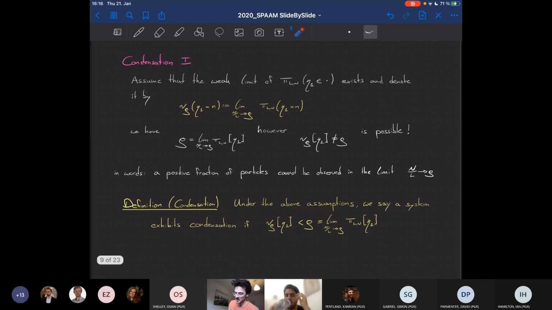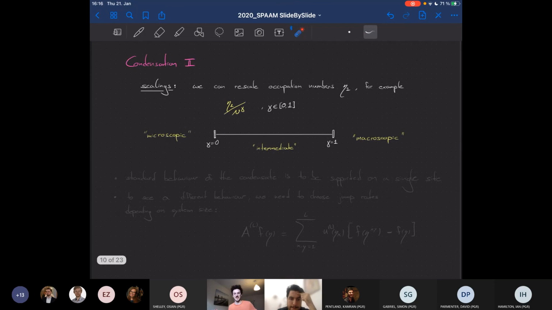So now the question is, we have different kinds of infinities, obviously. With what rate do we diverge to infinity? We could diverge in terms of the system size, maybe the square root of the system size. So I think it's very important to talk about scalings. So let's again look at the occupation number of the first site, η₁, and rescale it by n to the power γ. So γ is now just a real number in the unit interval.